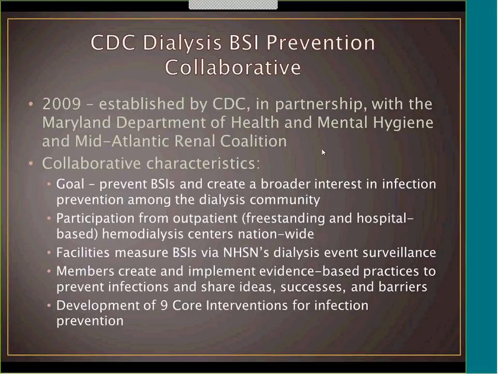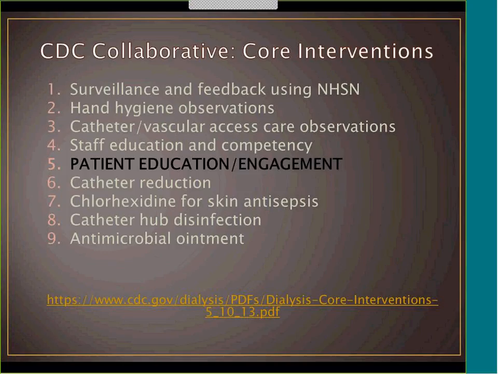They adopted the 9 core interventions for infection prevention. The core interventions include surveillance and feedback using NHSN, hand hygiene observations, catheter and vascular access care observations, staff education and competency, patient education and engagement, catheter reduction, chlorhexidine for skin antisepsis, catheter hub disinfection, and antimicrobial ointment use. These interventions have been proven to reduce bloodstream infections in dialysis patients, and interestingly enough, include number 5, which is the reason we're here today.